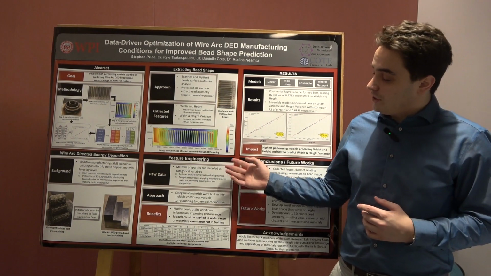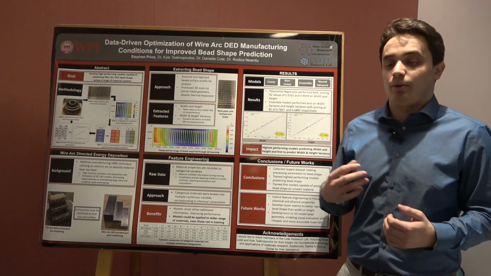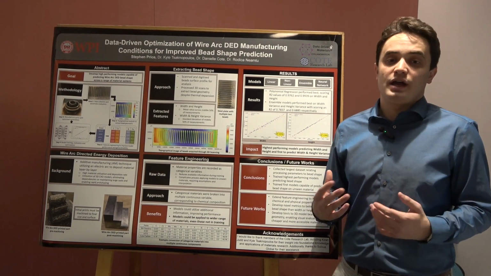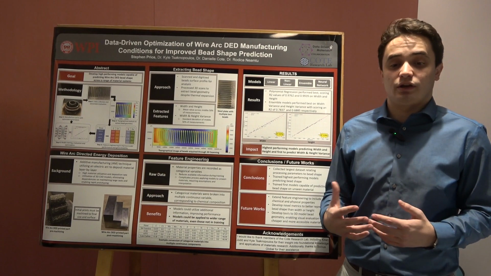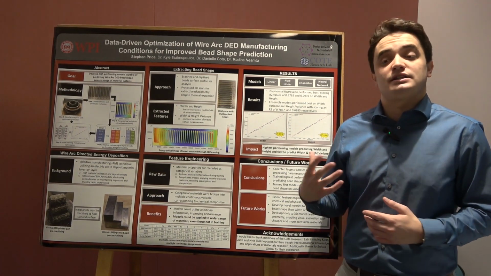So then one of the next things that we did to actually improve the model performance was feature engineering. The initial materials that we were using was just a categorical variable, so for example, 4140 steel. However, in this case, the model couldn't actually learn from some of the chemical compositions of it, so it wasn't getting as much information as it necessarily could.